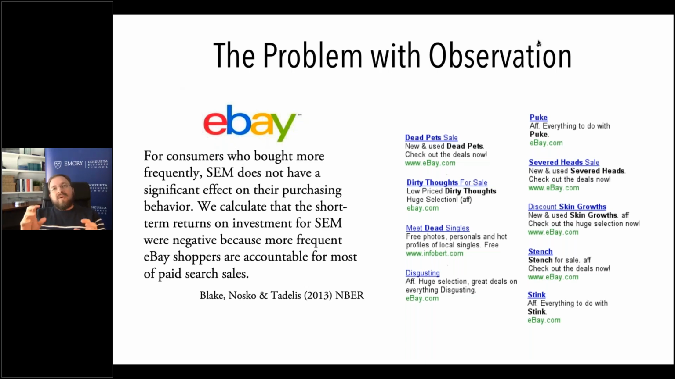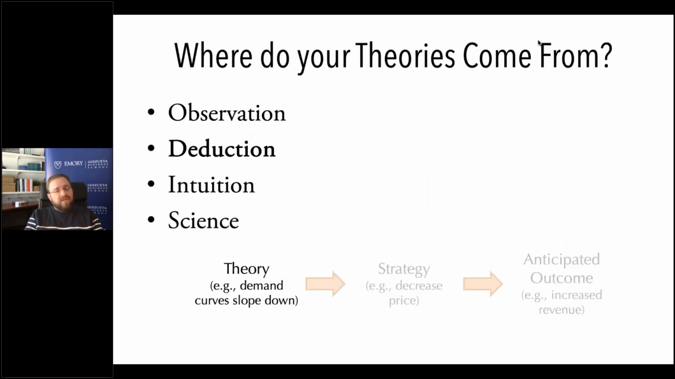So when we're going to apply a theory that's been generated through observation, it's really important to know, are we dealing with the same kind of basic sets of criteria here? Is it still going to apply for us in our situation? All right, so that's observation.